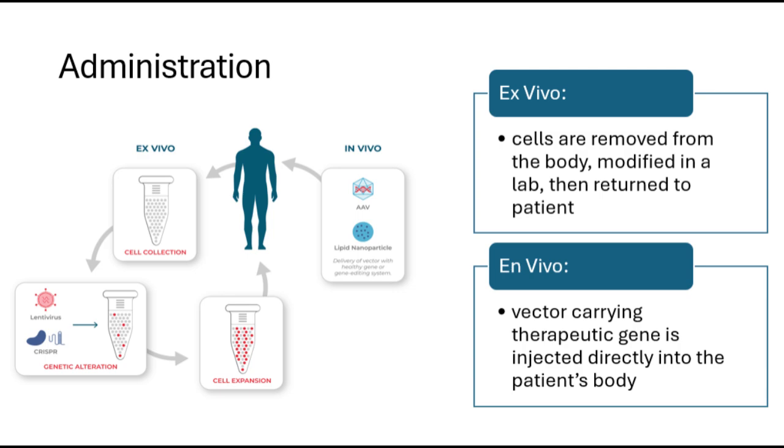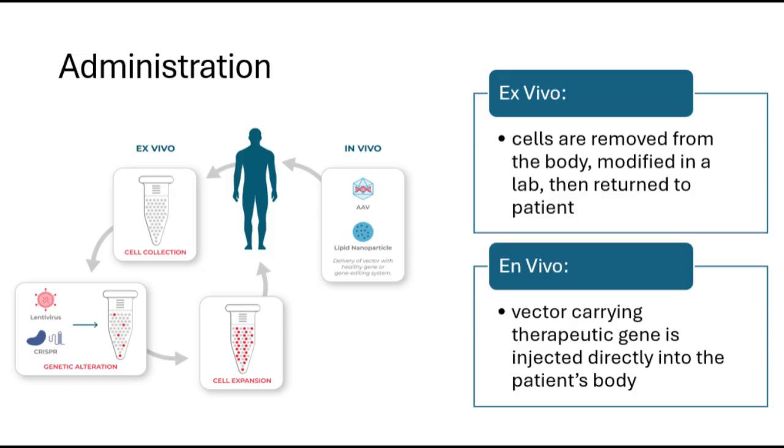Alright, ex vivo is when cells are removed from the body, then are modified in a lab, then returned to the patient's body. So this gene modification will happen outside of the body and is then put back into the body. This is either through a lentivirus or CRISPR.